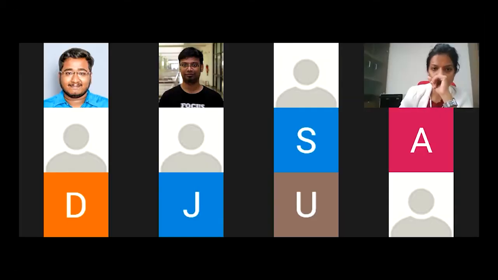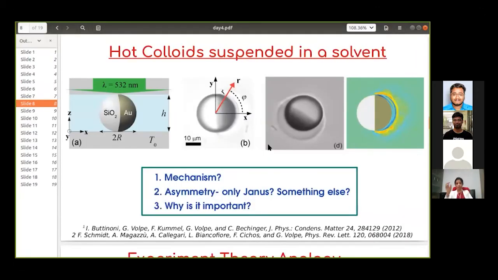All right. So now the question is, once again, what is the mechanism behind the formation of this kind of asymmetric structure, and what is the reason behind the motion of this particle? Let's now move on to the theoretical modeling of this kind of system.